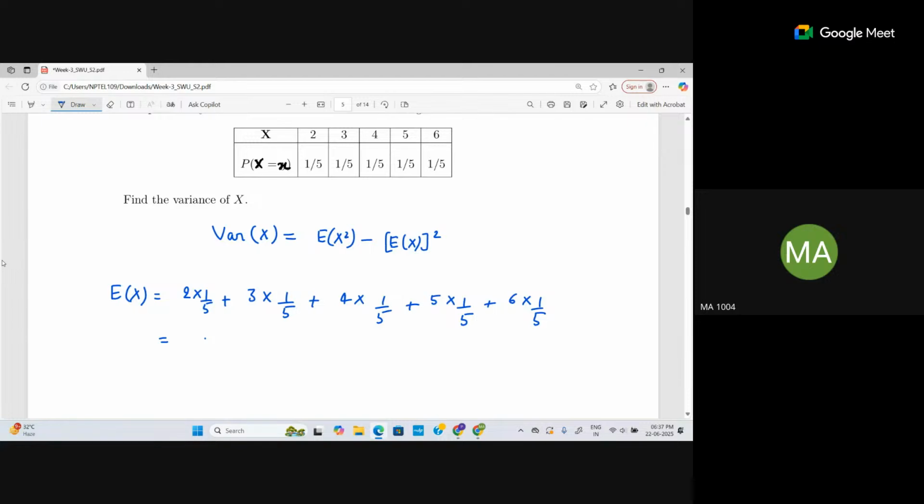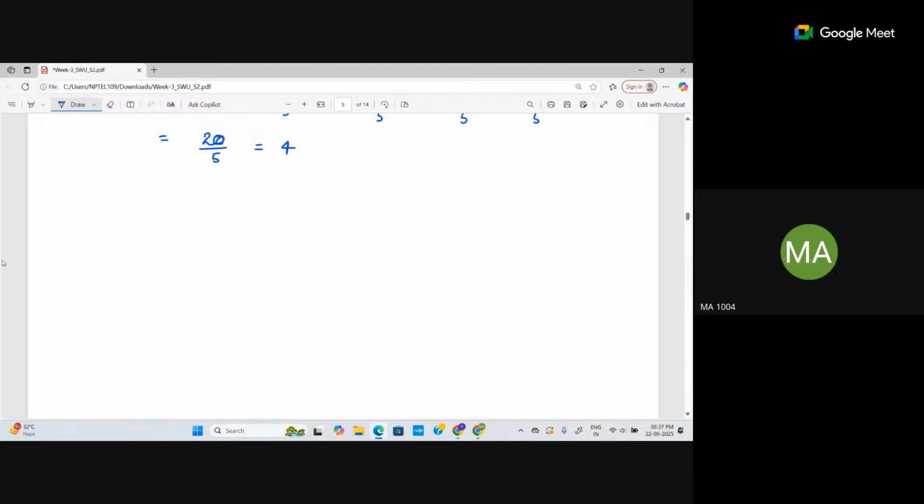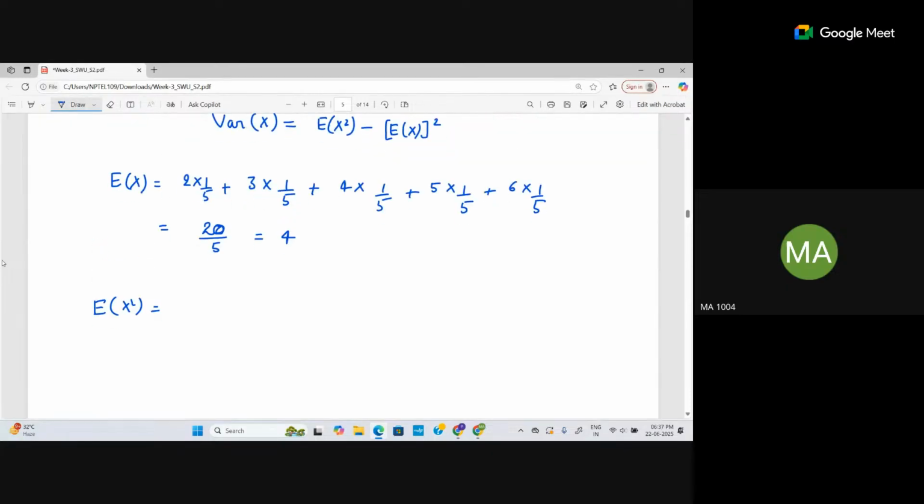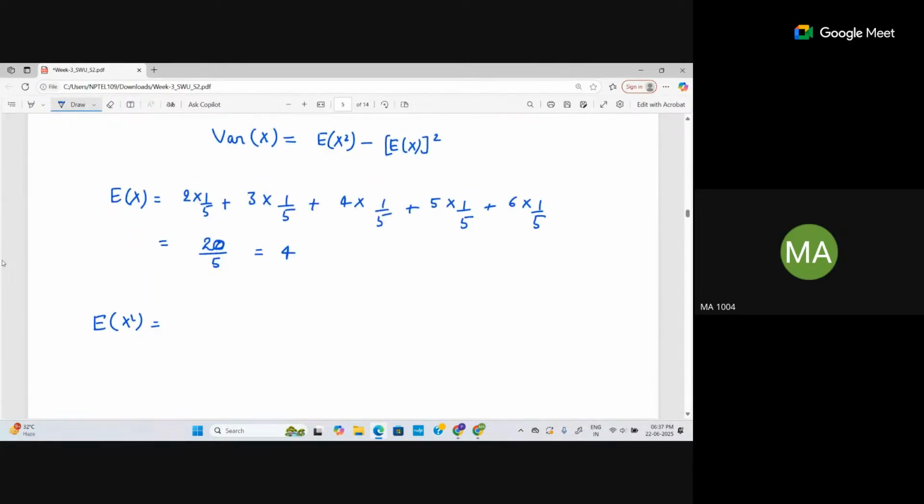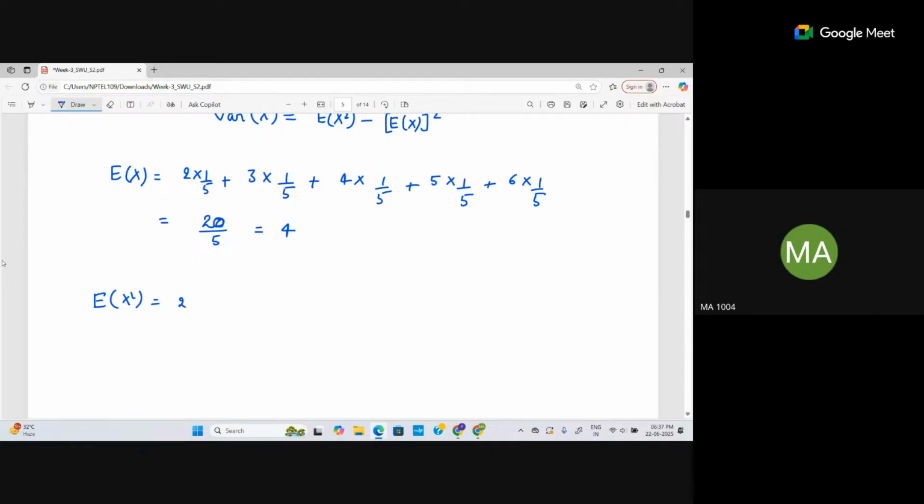So this is 20 divided by 5, 4 आएगा. So expectation of x is 4. Next we have to calculate expectation of x square. So we have to take the squares of the values taken by x. Okay, so it will be 2 square into 1 by 5 plus 3 square into 1 by 5, 4 square into 1 by 5 plus 5 square into 1 by 5 plus 6 square into 1 by 5.